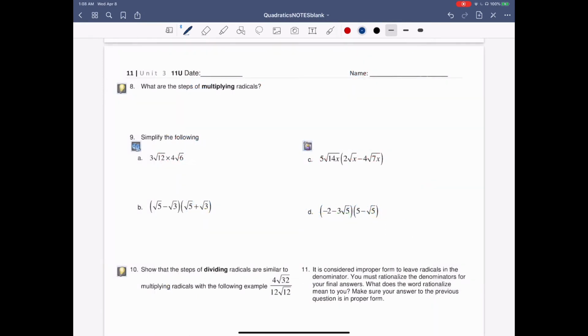What are the steps of multiplying radicals? 1, we need to reduce like we did when we were adding and subtracting radicals. Second, we can multiply coefficients separately from roots.